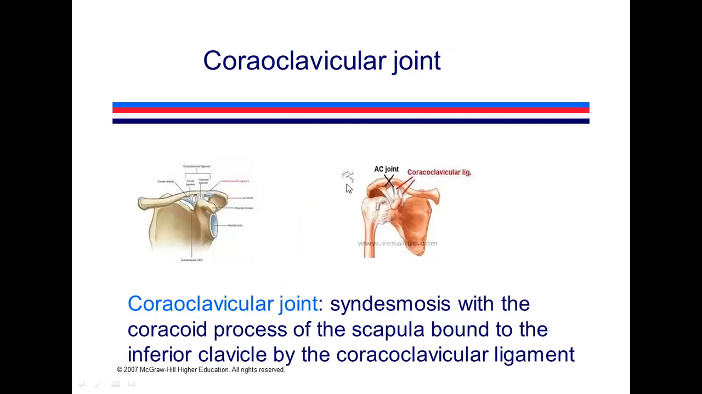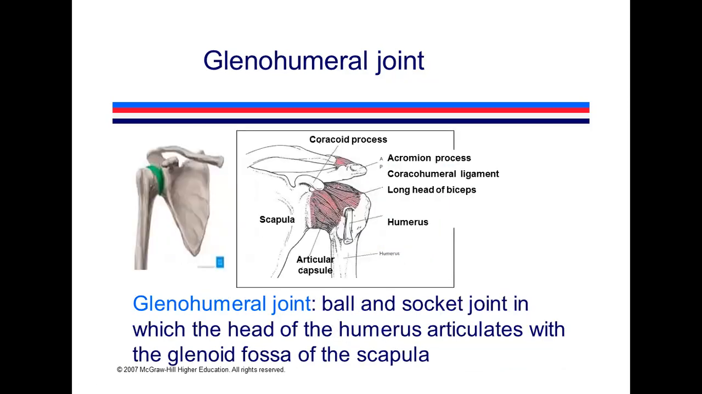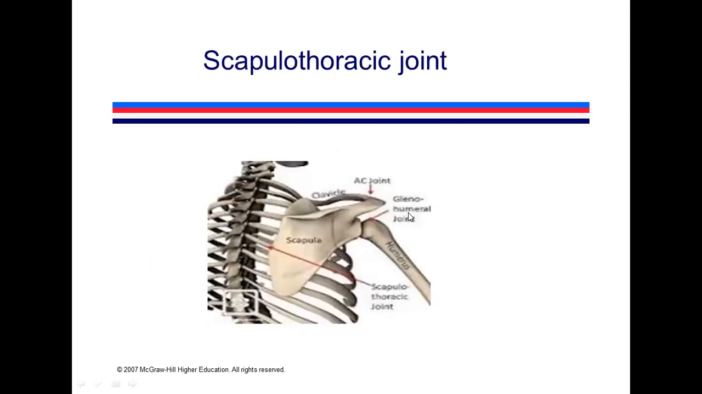Coracoclavicular joint. Coracoclavicular joint is basically the joint between coracoid process and clavicle. And the type of joint is syndesmosis, and this joint is joined by coracoclavicular ligament, so that's why it's called coracoclavicular joint. Next is glenohumeral joint, which is also called shoulder joint. The joint between humerus and glenoid cavity of scapula. It's called glenohumeral joint, and this is ball and socket joint.